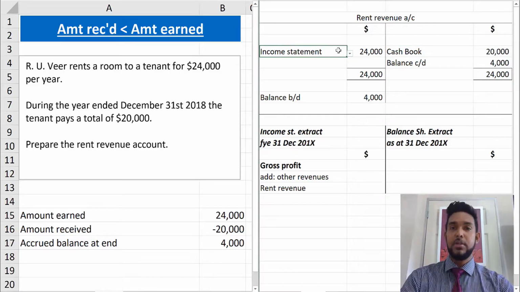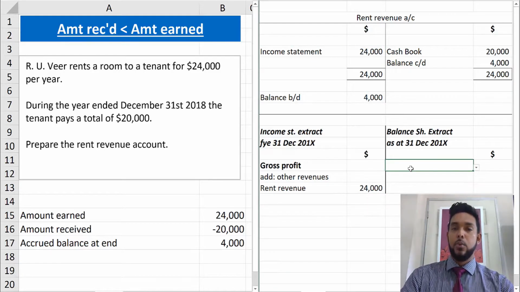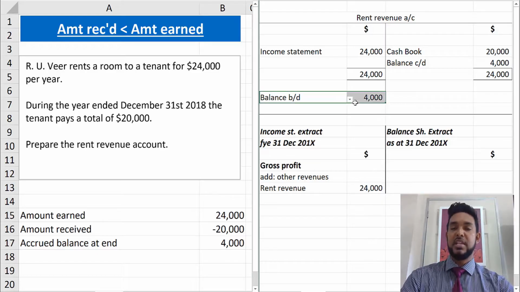Okay, so we earned 24,000, right? Like I said, this figure 24,000 says income statement. So that is the amount that goes inside of there. All right, now what goes here? Now we're seeing a debit balance. Now what does a debit balance imply?